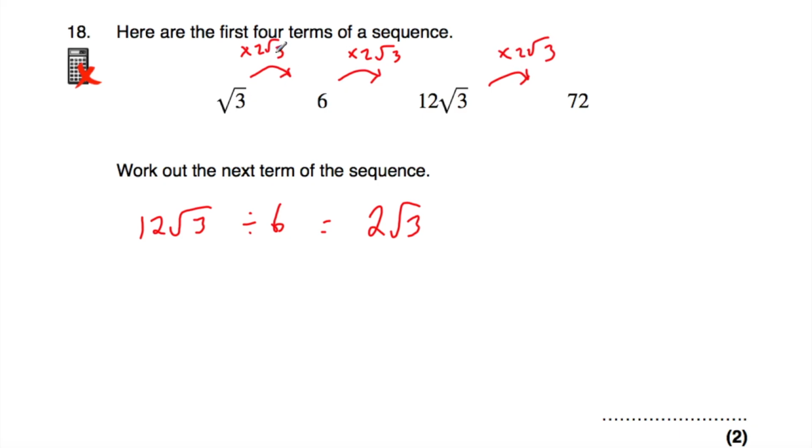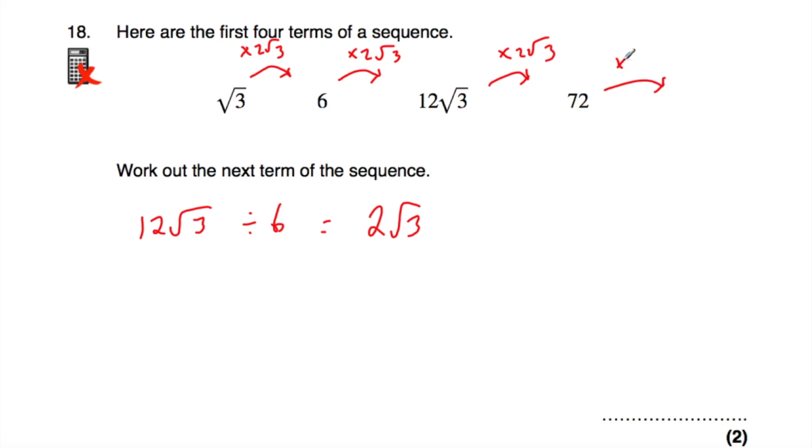Root 3 times 2 root 3. Well, root 3 times root 3 is 3, times 2 would be 6. 6 times 2 root 3 would be 12 root 3. And then 12 root 3 times 2 root 3. Well, 12 times 2 is 24, and root 3 times root 3 is 3, and 24 times 3 would be 72. So yeah, that all works.